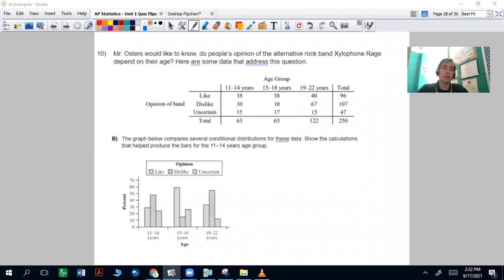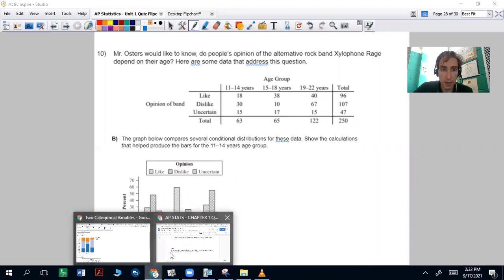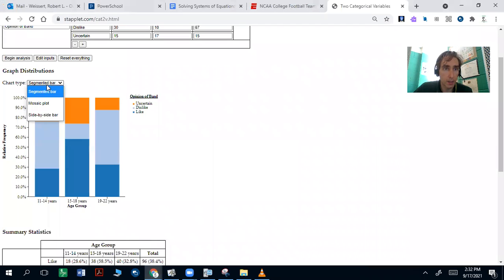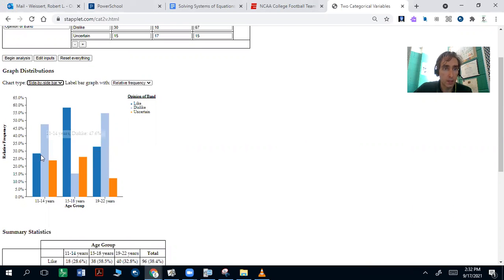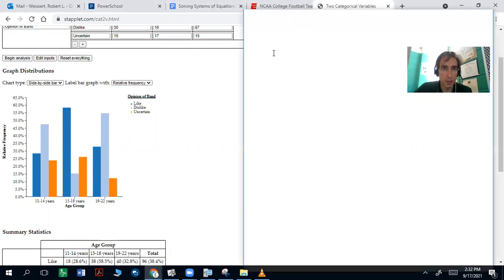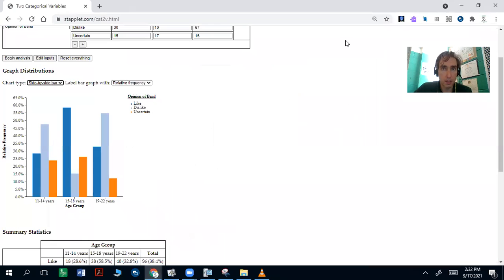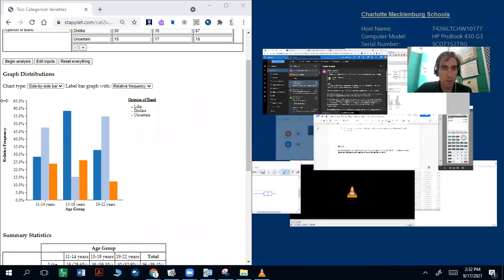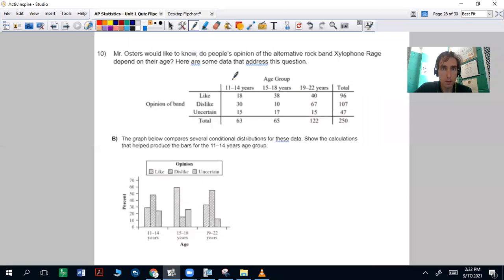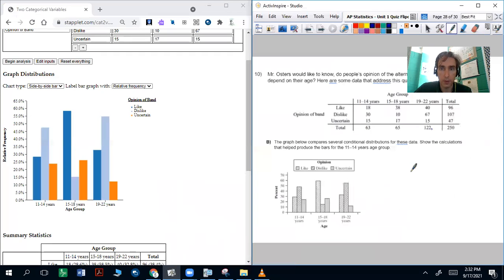So question B is graph below compares several conditional distributions for these data. So it already kind of gives you those side-by-side bar graphs. So I can see these bar graphs, that I got them in here. If I wanted to, I could do a side-by-side bar graph, and that's the same stuff as you see here. Let me kind of put those together so you can see. There we go. So same thing, and you can see those percentages are the relative frequency.